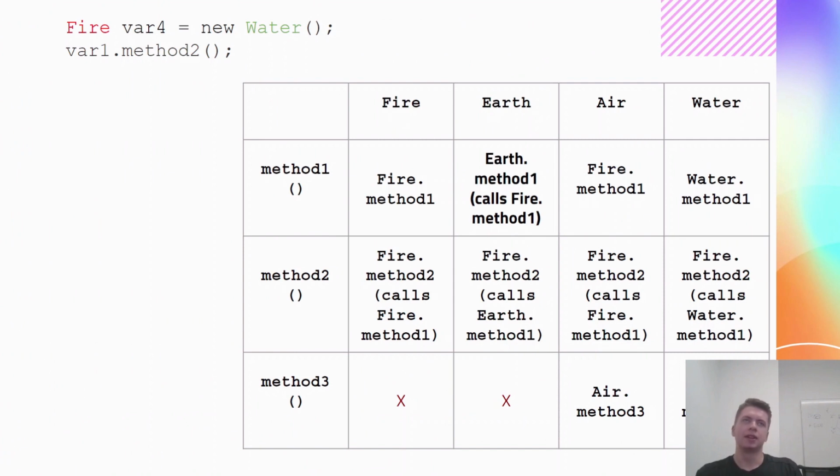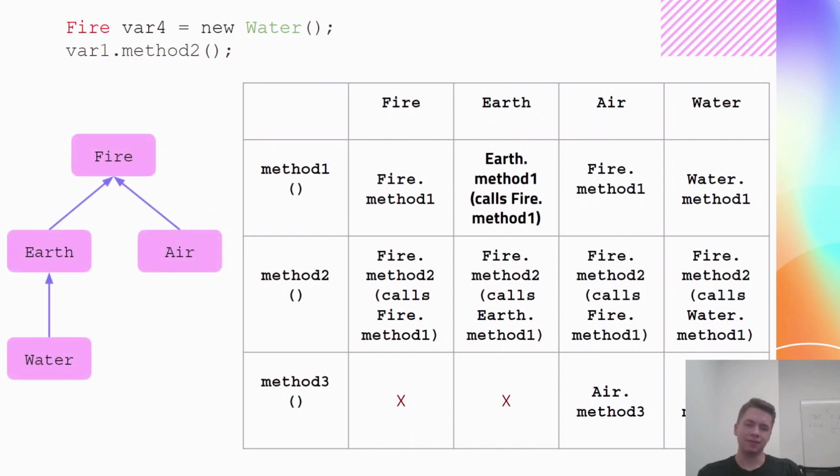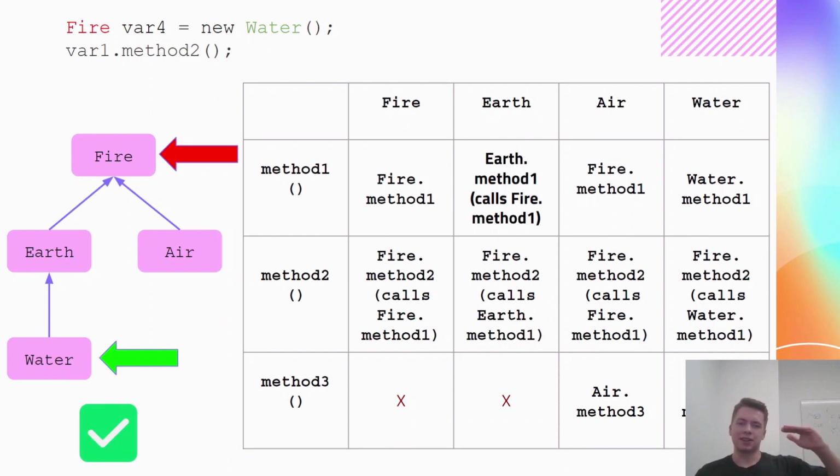Another example, we have a variable 4 of declared type fire and of actual type water. And we attempt to call, that's a typo, it should be var4.method2. Pretend that's a 4, please. The declared type is fire, and the actual type is water. Water is a subclass or a sub-subclass of fire, so this is perfectly okay, as long as the green arrow is at the same level or below the red arrow.